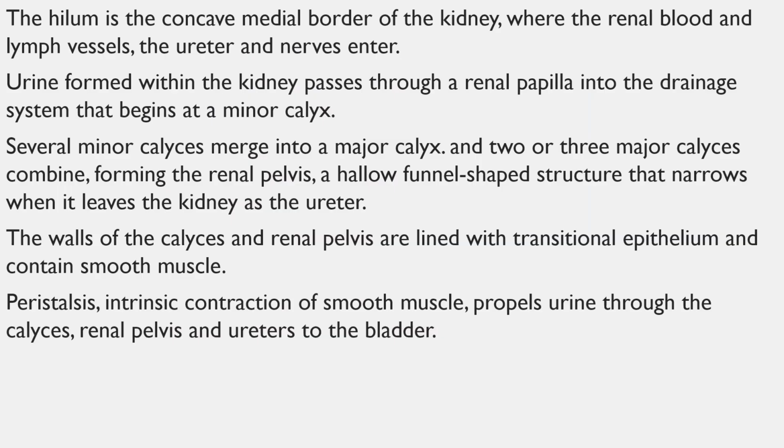So now there is what we call the hilum. The hilum is the concave medial border of the kidney, where the renal blood and lymph vessels, the ureter and nerves enter. Remember that the kidney is a bean shape, as we talked about. So there are all these things coming in here: renal blood and lymph vessels, the ureter. This whole part is called the hilum.